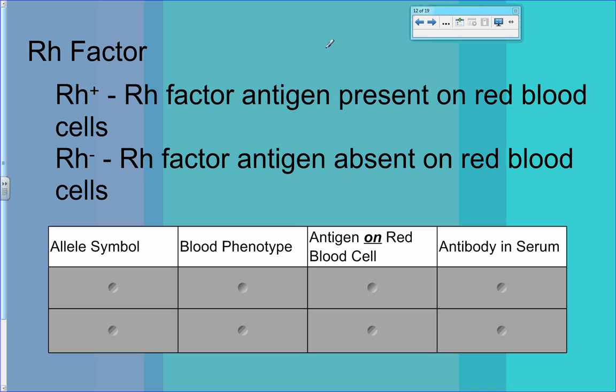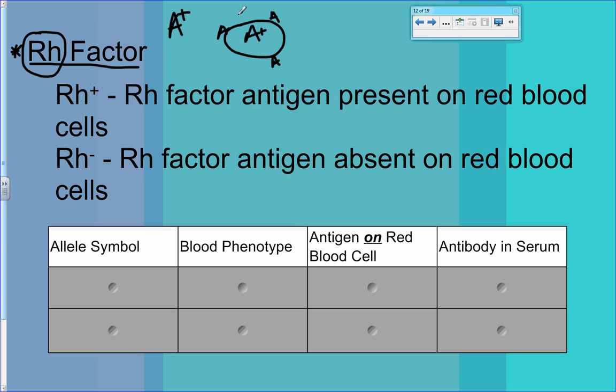But a lot of times you'll hear something like A positive blood. Well, that just means that they're type A blood, so they have A antigens on their surface. So if this was a red blood cell, they'd have little A's on them. The positive means they have this thing called Rh factor. So in addition to those A antigens, they would also have Rh antigens. So an A positive person has A antigens for blood group, and they have Rh antigens for this Rh factor.